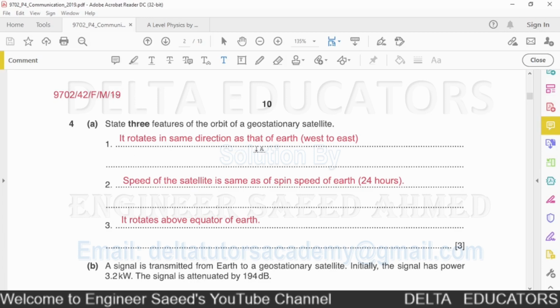It rotates in the same direction as that of Earth. Second condition, the speed of the satellite is same as the spin speed of Earth. And the third condition, it rotates above the equator of Earth.